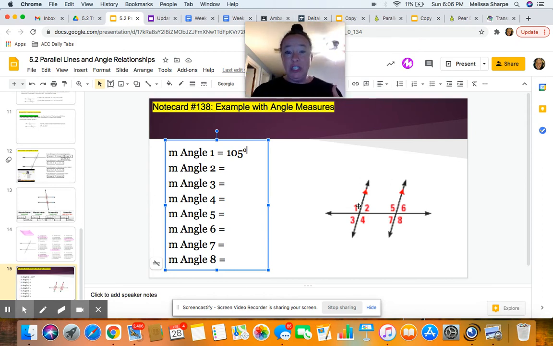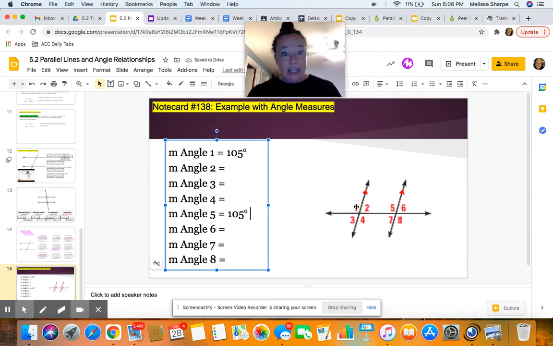So what I like to do is I like to find the corresponding angles. Now, another thing is we know that angle 1 is obtuse, so all of the other obtuse angles will be the same thing as 105 degrees. That's kind of a trick you can always learn and use. So angle 1 corresponds with angle 5. So I know that angle 5 is 105 degrees.